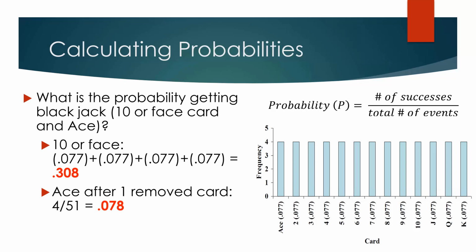And if I want to know the probability of drawing these cards successively, first drawing a 10 or face card and then drawing an ace, we're going to do what we just did previously, like drawing a 2 and then a 3. We're going to multiply these probabilities together. And so ultimately, you get a probability of 0.024, which is the probability of drawing blackjack. Very unlikely that you would get blackjack on your first 2 draws out of the deck. So these are some examples of calculating probabilities using cards.